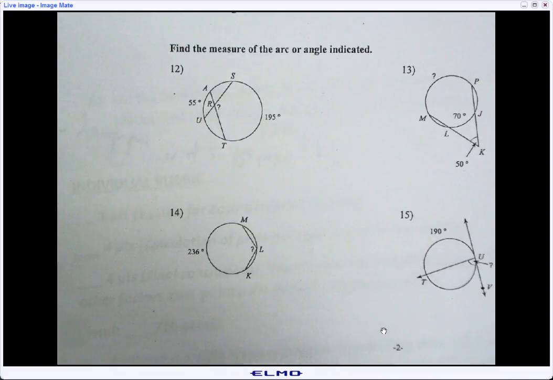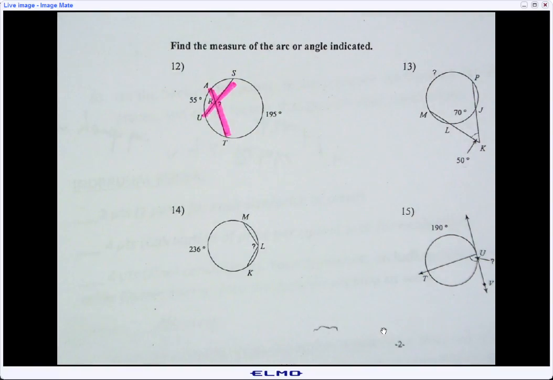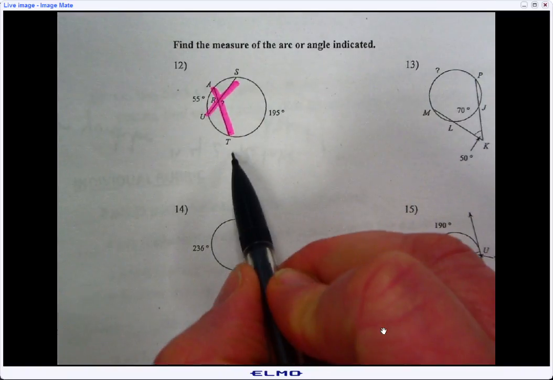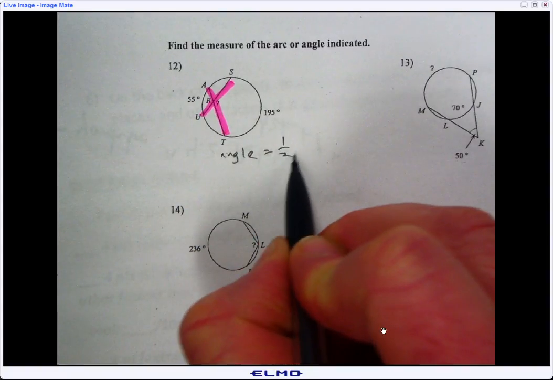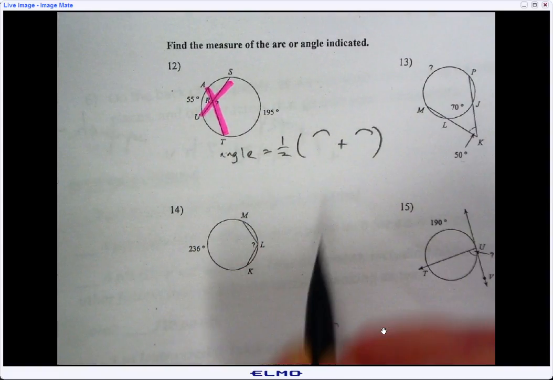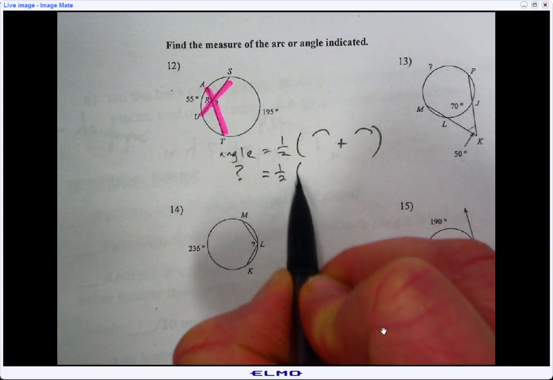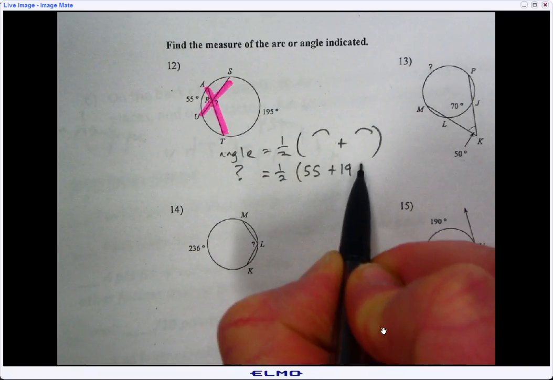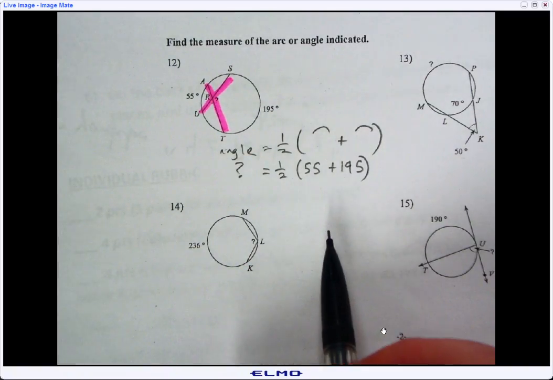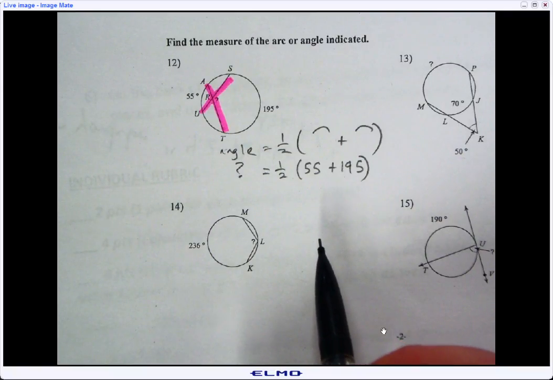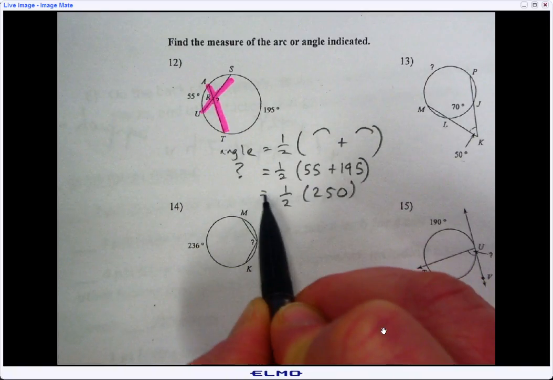Okay, on inside, outside. So this one is inside. Write down the formula. The angle is half of arc plus arc. So in this case, question mark is our angle, and we have both arcs. So 55 and 195. Add them together, take half. It's not a fancy solver there. So 55 plus 195 is 250. So half of 250, 125.